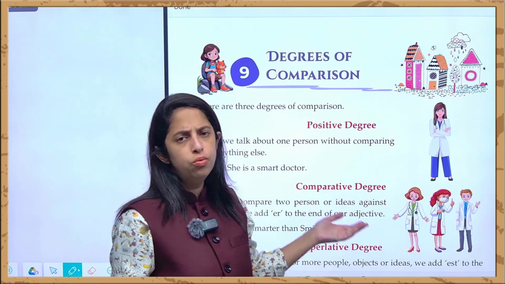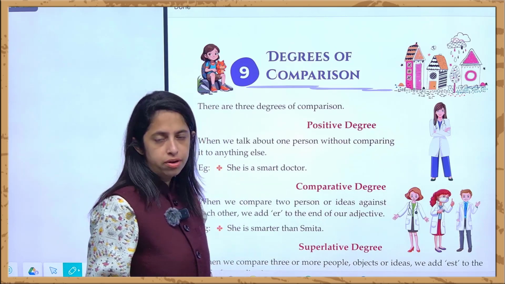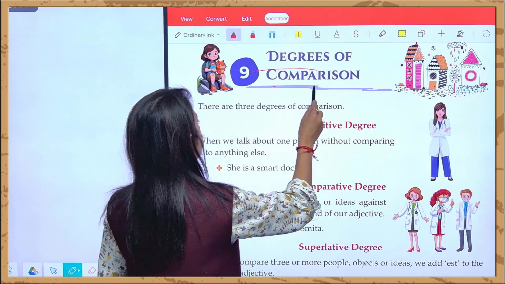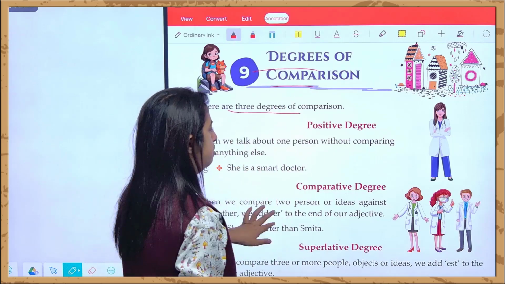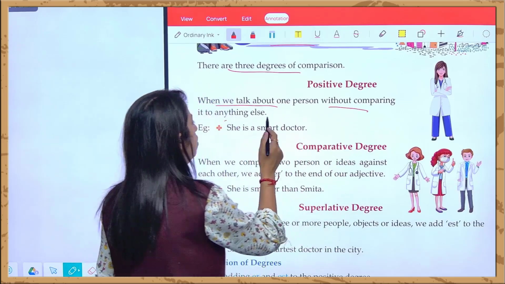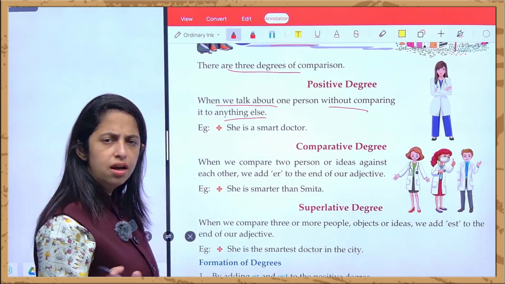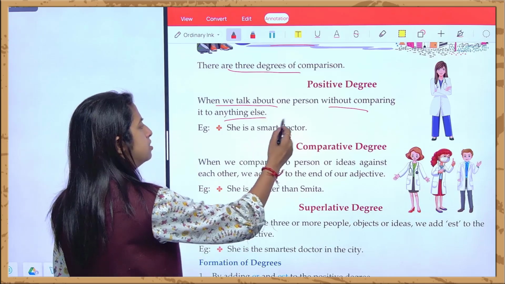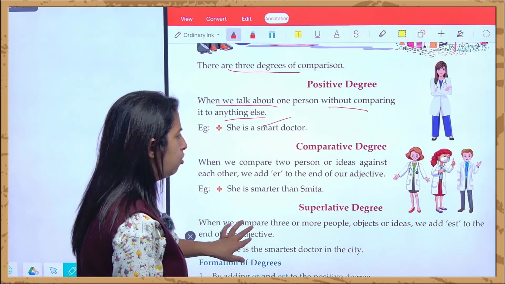Very easy for you to identify about the degrees of comparison. So it's degrees of comparison. There are three degrees of comparison. The first is positive degree. When we talk about one person without comparing on anything else, किसी से कुछ भी compare नहीं करना, सब कुछ normal चल रहा है. He is a smart doctor. वो एक बहुत ही ज़्यादा smart doctor है.